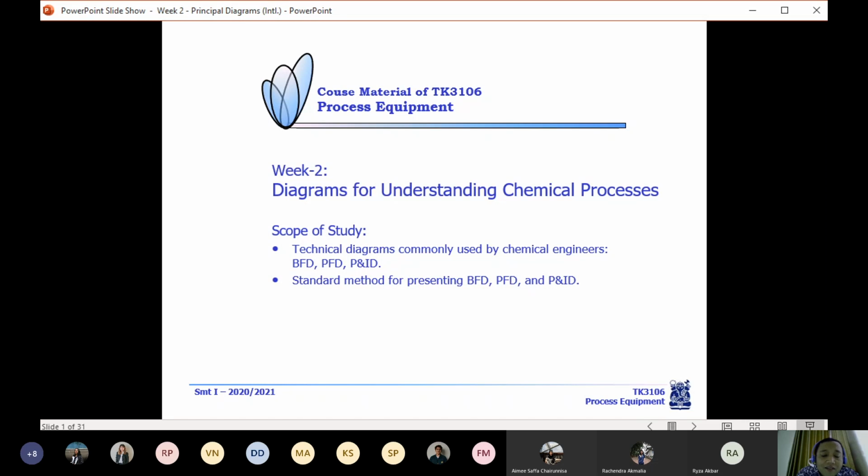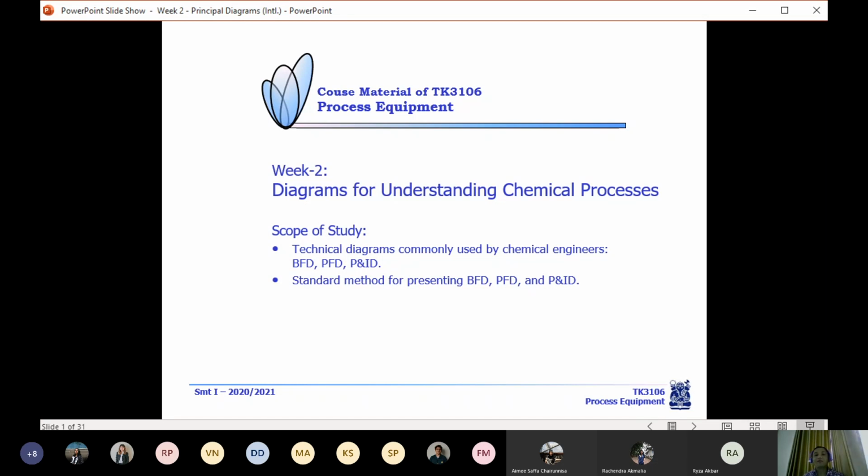The second important thing is the standard method for presenting BFD, PFD, and P&ID. Those three principal diagrams have a quality in how we present them. So you have to fulfill the minimum requirements for how to present the BFD, PFD, and also P&ID. So in this class, I will also cover the standard for how we present BFD, PFD, and P&ID.